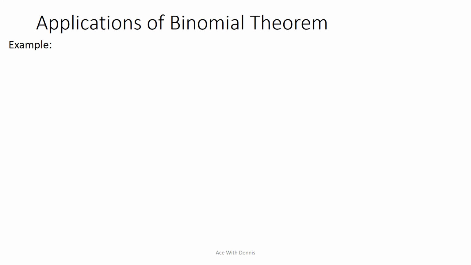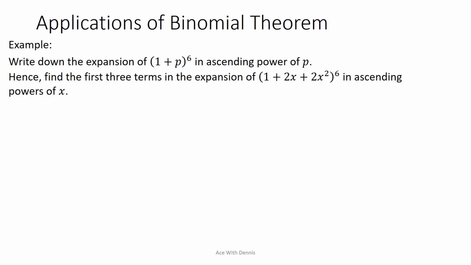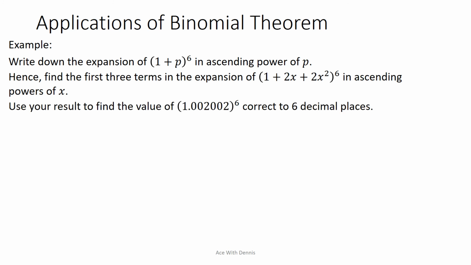Now let's look at one example here. Write down the expansion of (1 + p)^6 in ascending powers of p. Hence, find the first three terms in the expansion of (1 + 2x + 2x²)^6 in ascending powers of x. Then use your result to find the value of 1.002002^6 correct to 6 decimal places. Here's the solution.